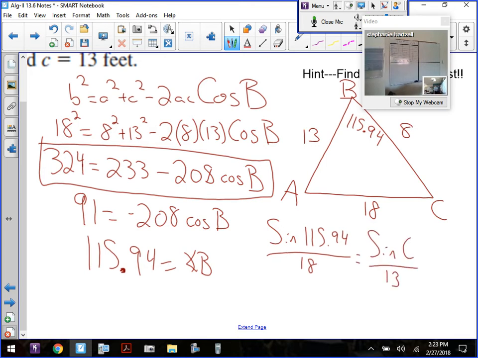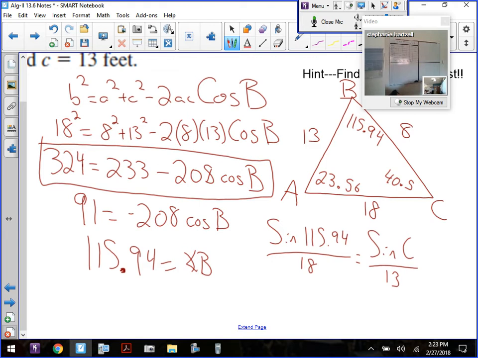So this will be 13 sine 115.94 over 18 equals the sine of something. So inverse sine of that answer. I get 40.5. And I get the last angle left over. Okay? And honestly, that's as goofy as law of cosines gets.